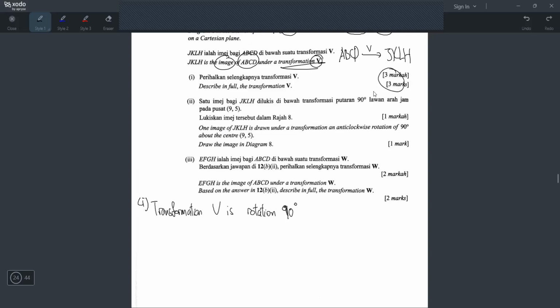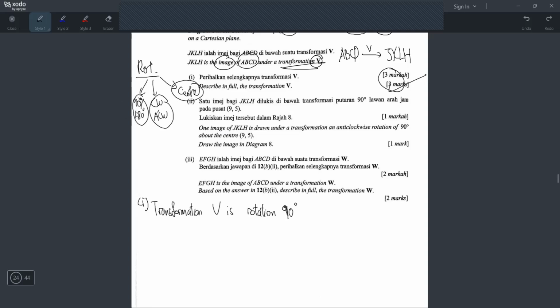And in order to get the full 3 marks, if it's rotation, you have to write these three pieces of information. First is 90 degrees or 180 degrees. Second is the direction, clockwise or anti-clockwise. And the third thing you have to write is the center of rotation. You need all these three to get the full mark.